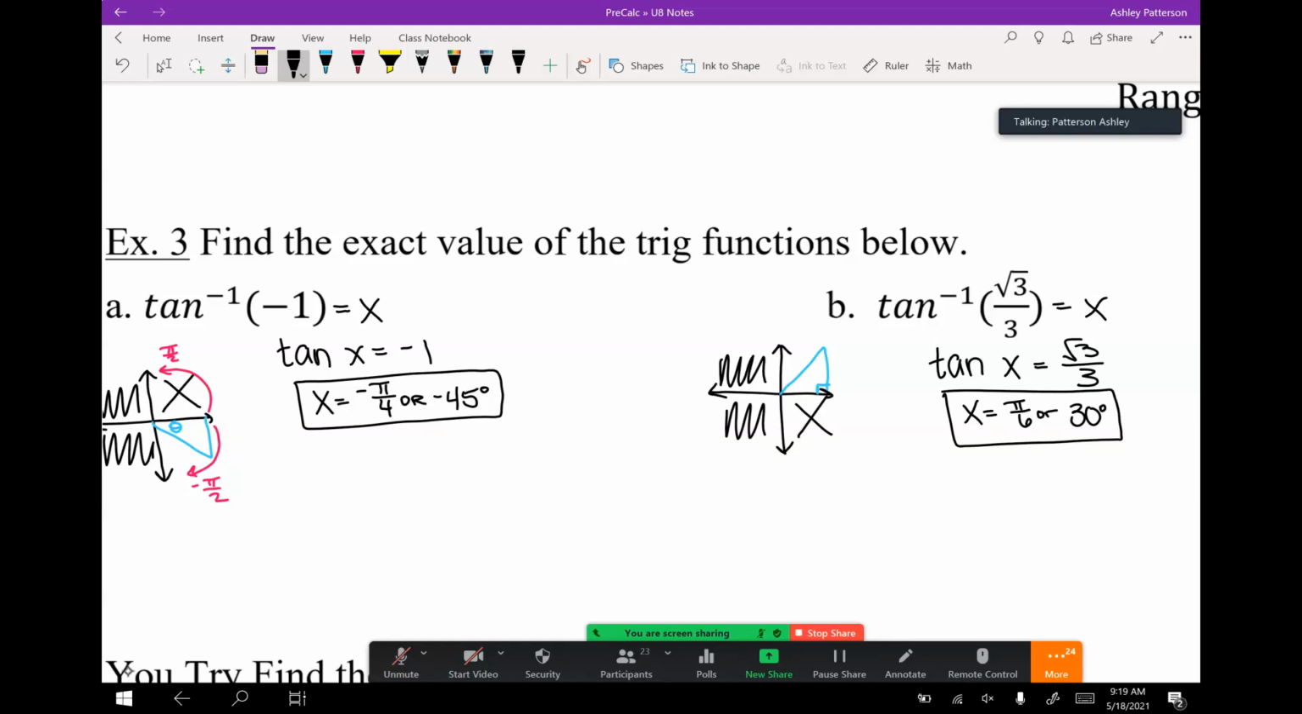Sweet! Are some of you thinking now, man, I really should have paid attention to that unit circle? Now's the time! Hopefully you still have your notes.